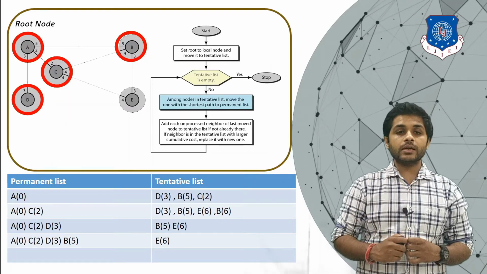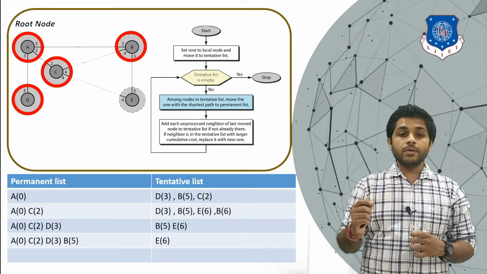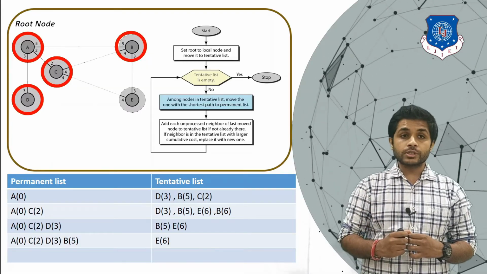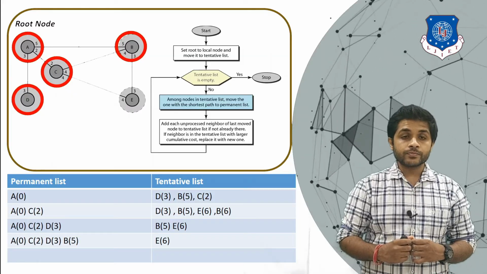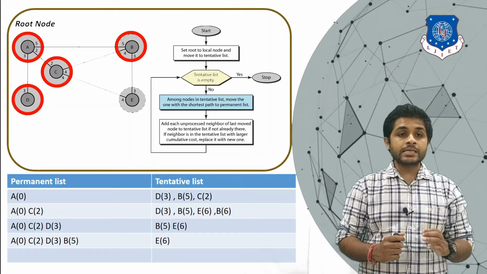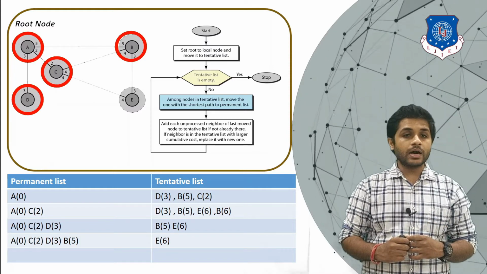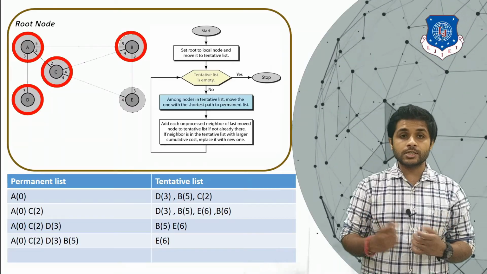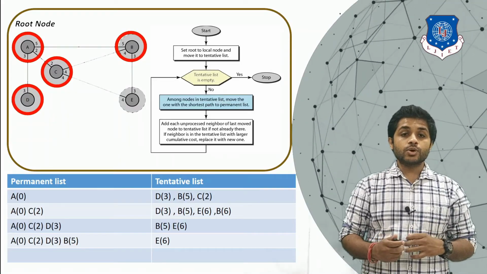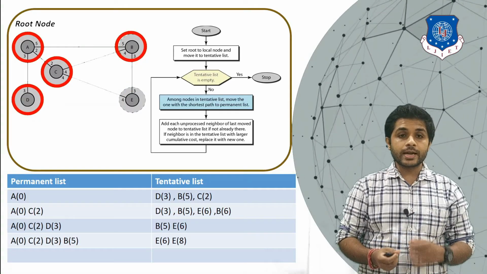Now after moving a node from the tentative list to the permanent list, you know that we will add unprocessed adjacent nodes. So B is having actually 3 nodes, which are A, C and E. What are unprocessed nodes? Unprocessed nodes are nodes which are not present in the permanent list. So A and C are already present, so we will not add those nodes again into the tentative list. The router B has only one unprocessed neighbor, which is E, so we will add E to the tentative list. So you can see that E8 is added.